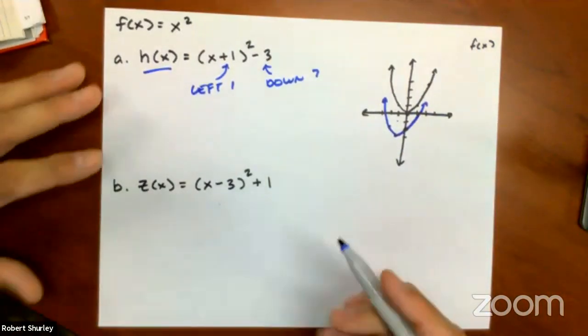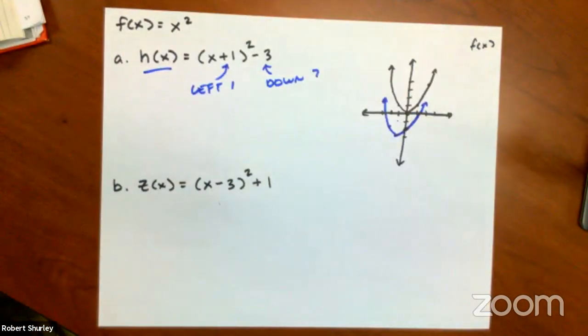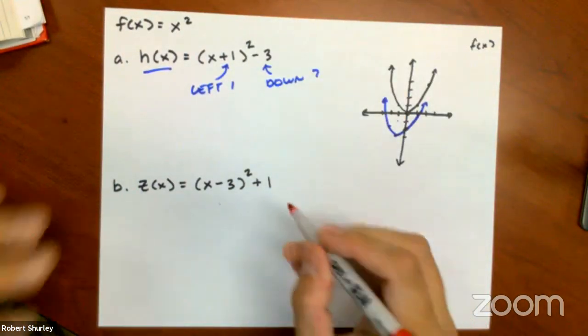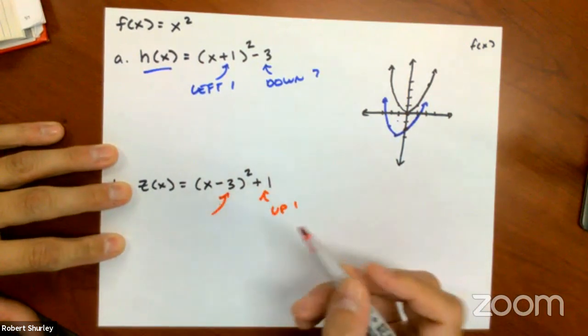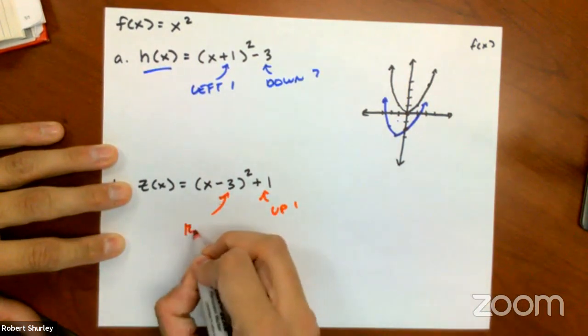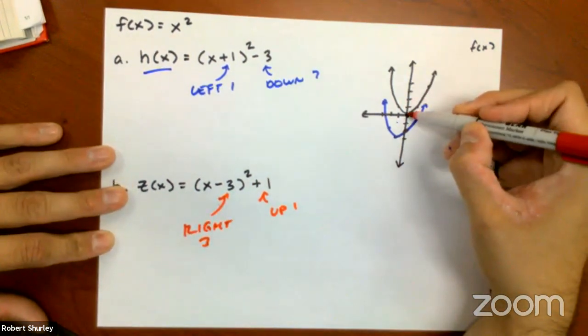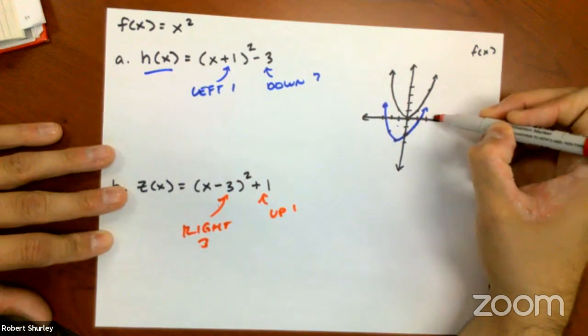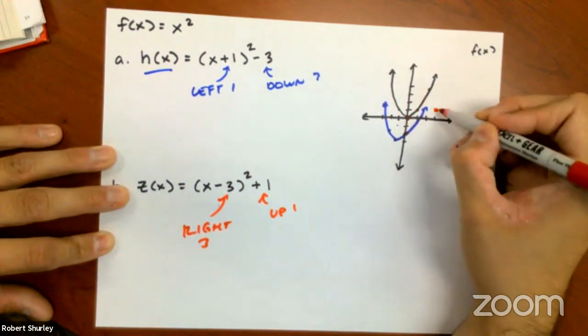So you don't have to worry about shaping it perfectly like handwritten. So let's do the minus 3 and the plus 1. So a little different. So the plus 1 means we go up 1. And the minus 3 means we go to the right 3. So I'm going to take again my origin. I'm going to go to the right 3. But now I'm going to go up 1 right there. So my origin winds up being right there.